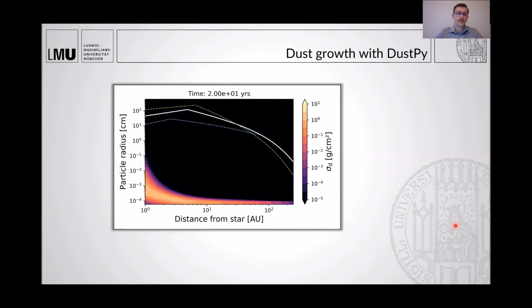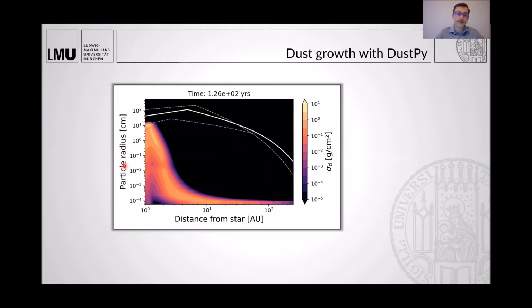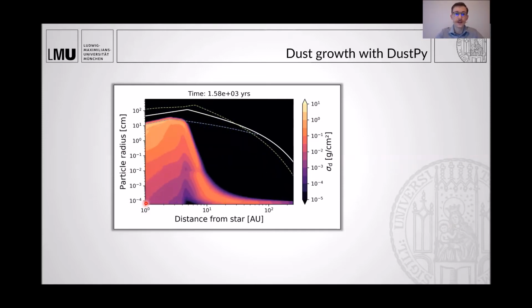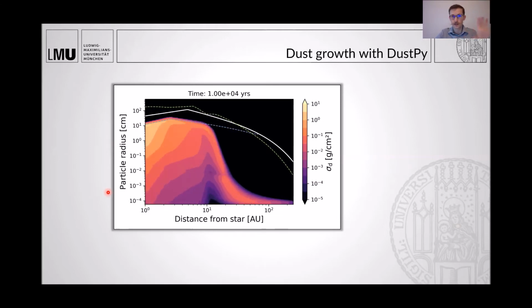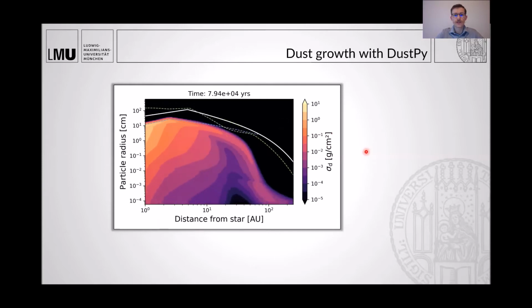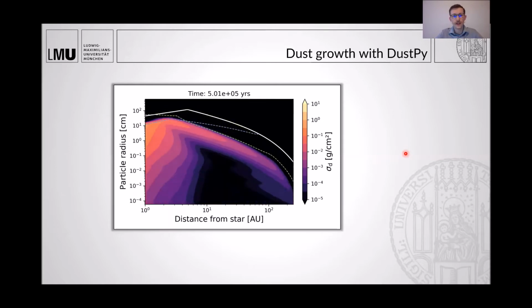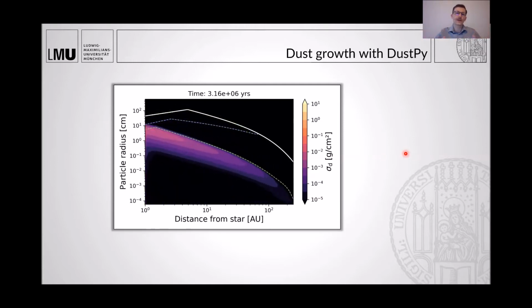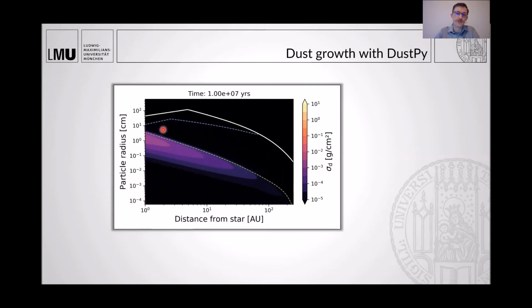If I start a simulation now, you see on the x-axis the distance from the star, and on the y-axis the particle radius. We start with small sizes up to 1 micrometer, and we soon grow in the inner disk very quickly, because timescales are small in the inner disk. Growth then goes up until this blue dashed line, which is the fragmentation limit. If particles reach these sizes, their relative velocity is larger than the so-called fragmentation velocity, and rather than growing to larger sizes, they fragment down to smaller sizes. You see that here too: you replenish small particles as soon as you hit the fragmentation barrier.